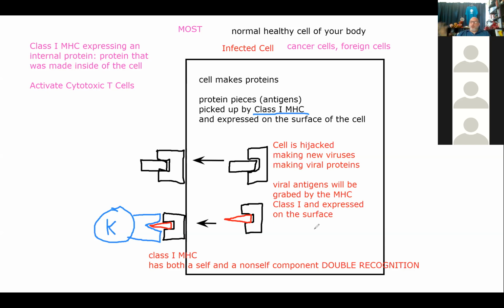So you're right. What protein it grabs and expresses is totally random. But if it's a healthy cell, then all the protein pieces that are inside the cell are things that are not going to stimulate our T cells. But if it's a cancer cell making abnormal proteins, or an infected cell or some foreign cell, then occasionally the pieces it's going to grab are going to be something that isn't us and will stimulate a T cell.